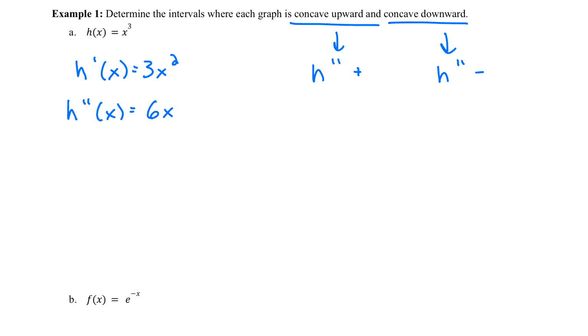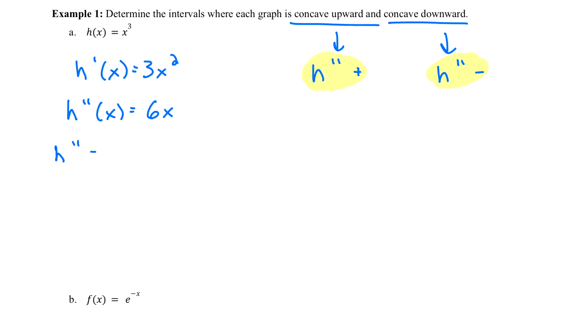And what I want to be thinking about right now is, where could my second derivative change signs from being positive to being negative? Because that's going to be where it changes from being concave upward to being concave downward. We thought about a very similar idea in the last section when we were talking about the first derivative. We said that the first derivative can change sign when it was equal to 0 or where it does not exist. And that logic carries over here as well.